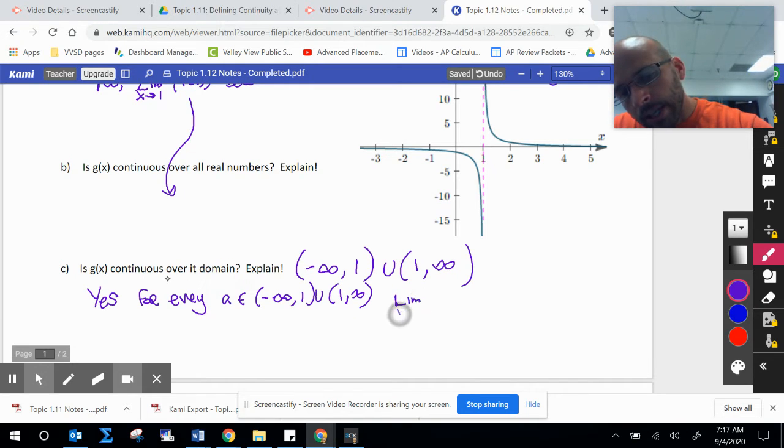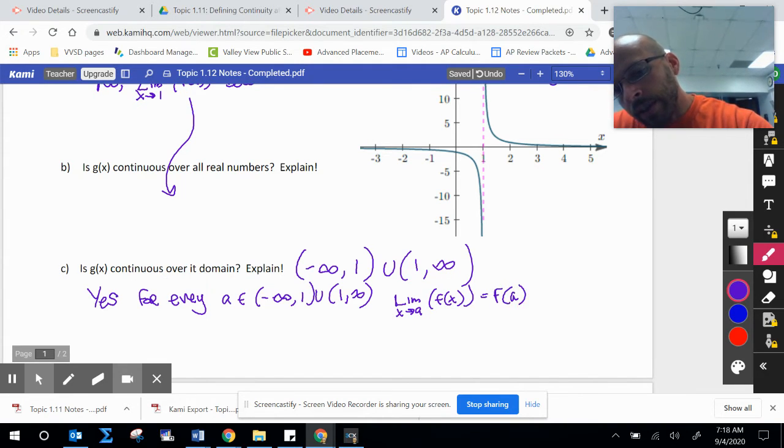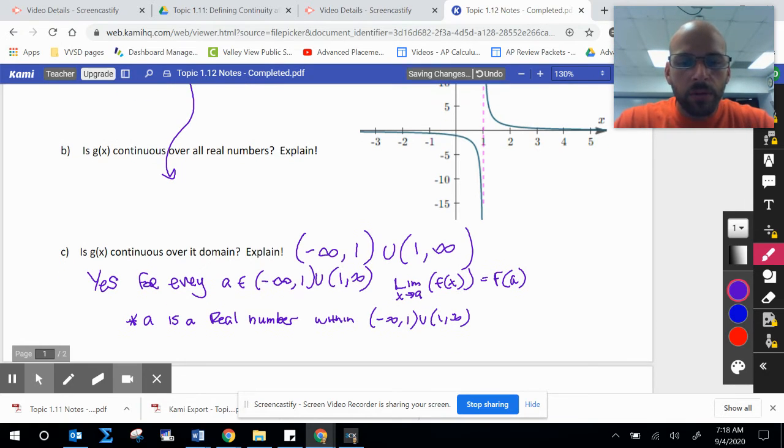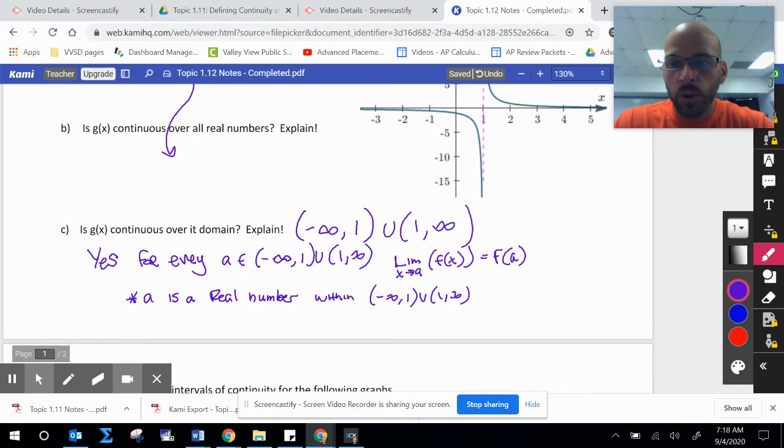The limit as x approaches a of f of x is equal to f of a. And then, of course, we define a as a real number within negative infinity to 1 union 1 to infinity, right? So for every value within that interval, we know that that definition of continuity is true.